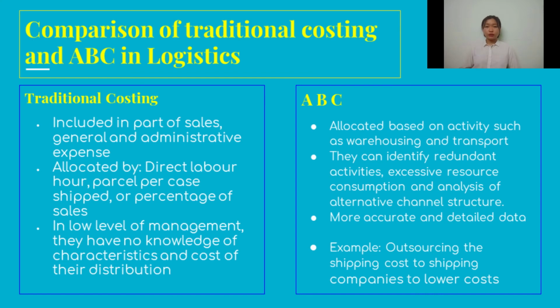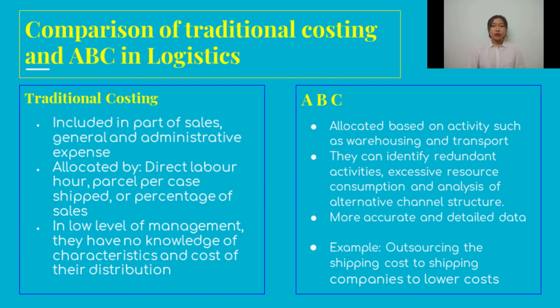Due to the increasing importance of distribution cost, at a high percentage of 7 to 30% of sales, many companies decided to change from the traditional costing method to the ABC method to acquire more accurate and detailed data on their distribution costs. In the ABC method, costs are allocated according to activities such as warehousing and also transportation.